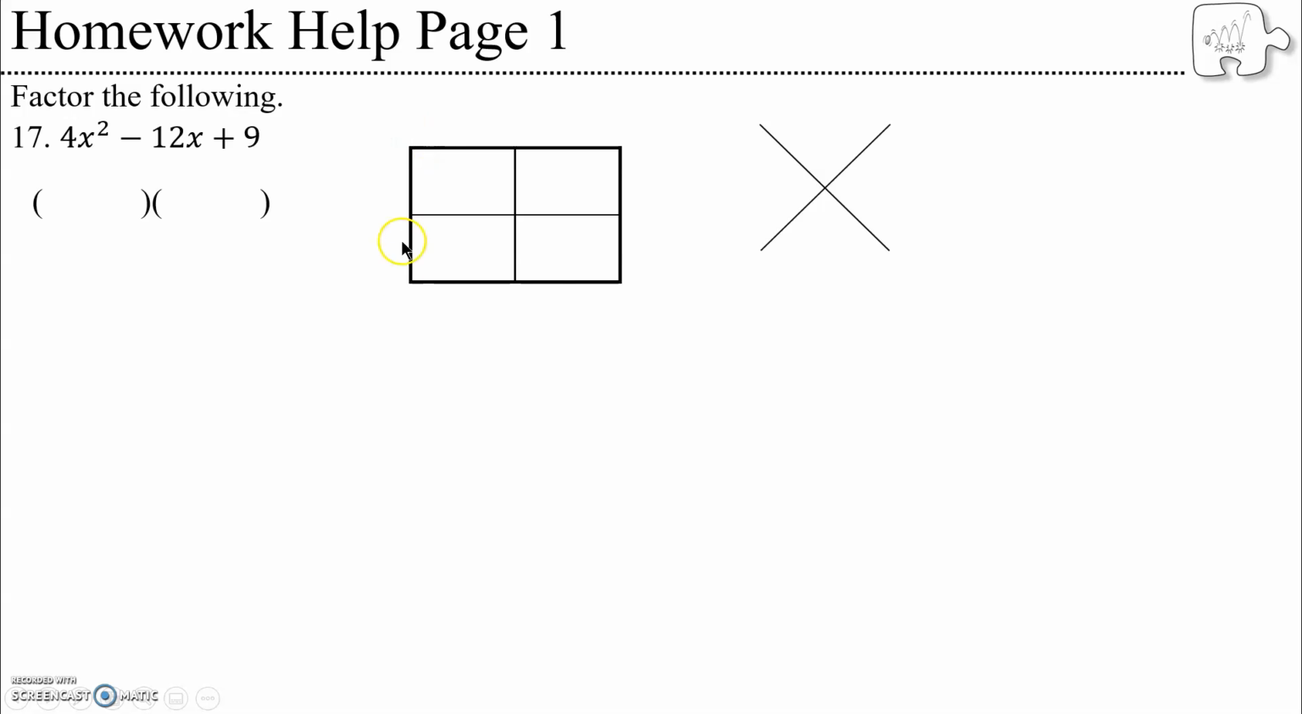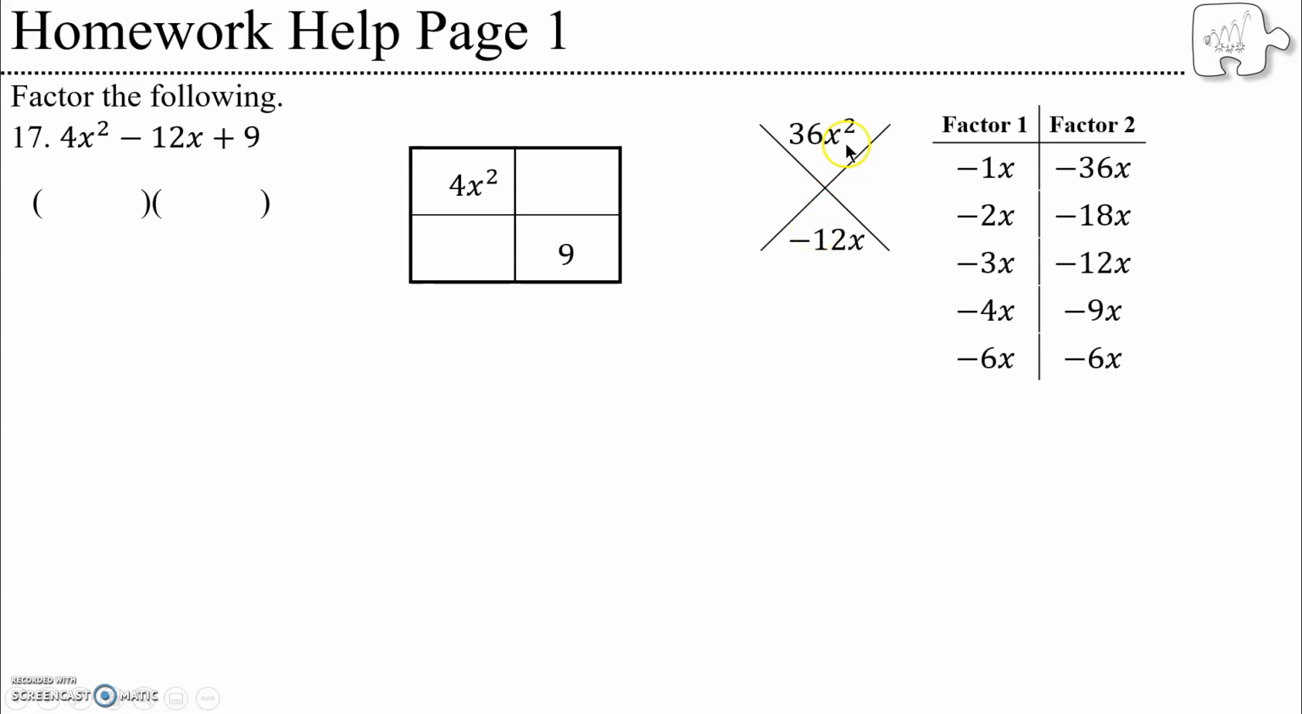We have our generic rectangle and our diamond. We're going to put the first and the last in the corners, 4x squared and 9. Multiply them together, we get 36x squared, so that's what goes on top. Negative 12x always goes on the bottom. So now we're looking for numbers that multiply to 36x squared and add to negative 12x.